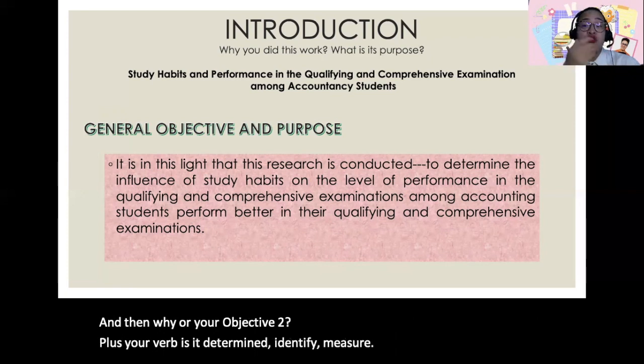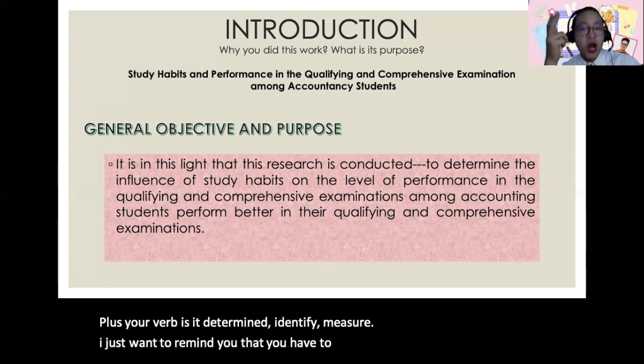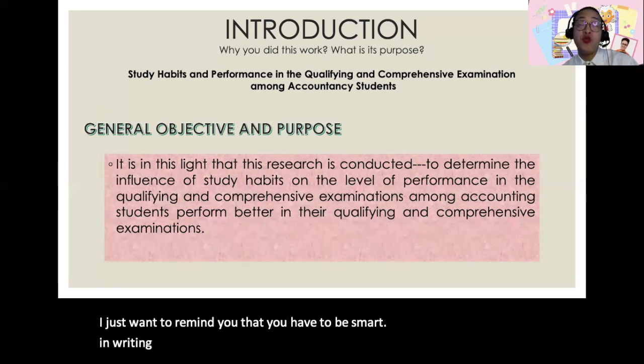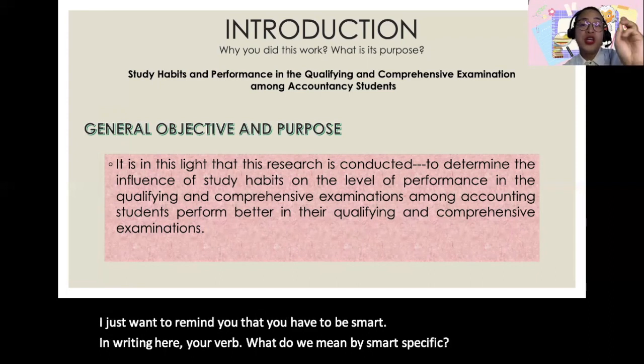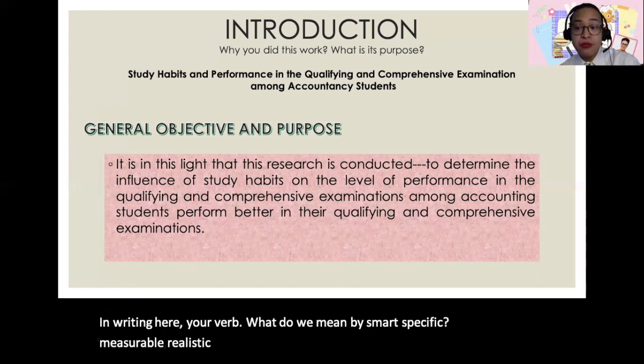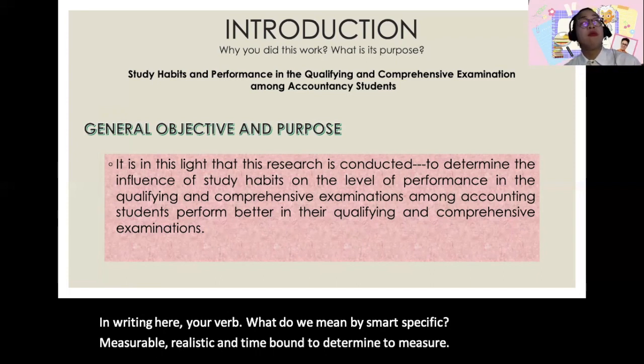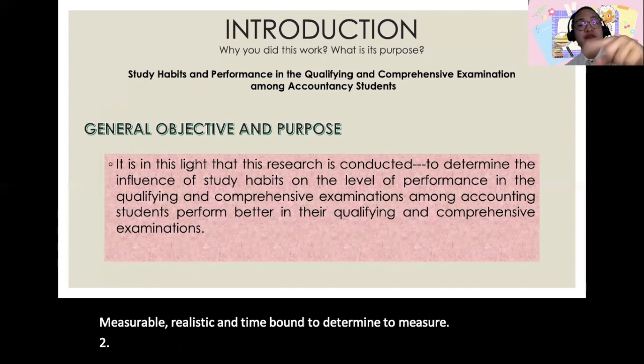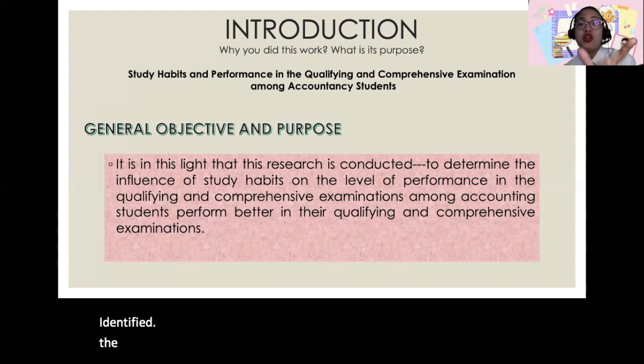I just want to remind you that you have to be smart in writing here your verb. What do we mean by smart? Specific, measurable, realistic, and time-bound. Okay, to determine, to measure, to identify the blank, your research title.